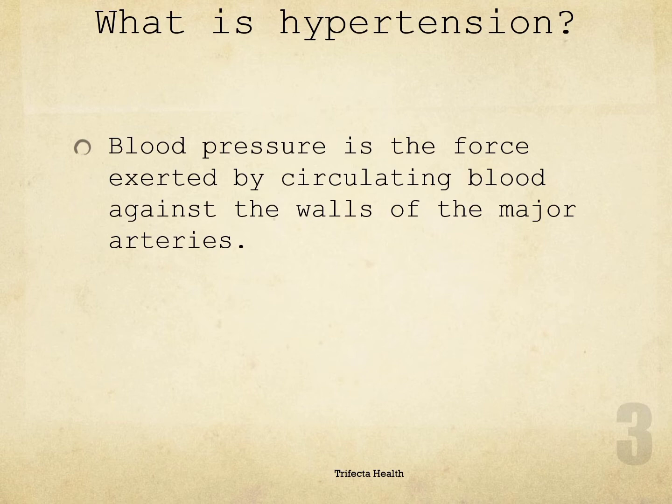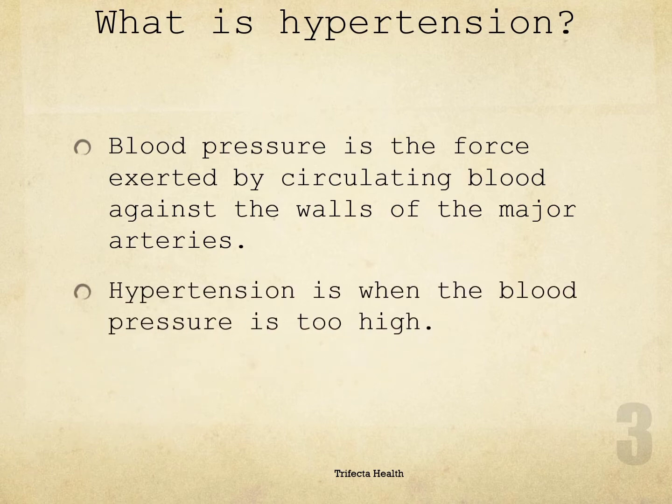Blood moves in your body to all parts. As it moves, it pushes against the walls of the channel in which it moves. Some of these channels are arteries, some are veins. When the rate at which it pushes against the wall is high, that is when you have high blood pressure, or hypertension. So hypertension, simply put, is when your blood pressure is too high.